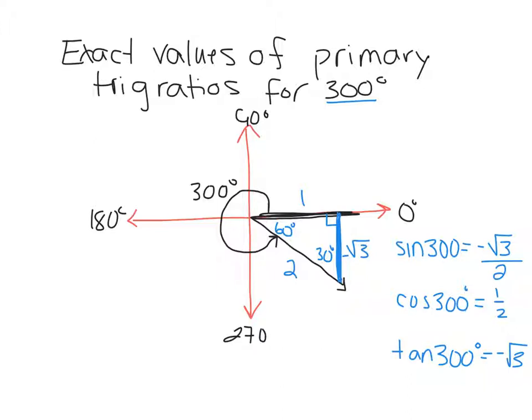Awesome. So given an angle, we can graph it in whatever quadrant it's in, and then possibly use our special triangles. If this related angle is 30, 60, or 45, we can use our special triangles to find exact values of our primary trig ratios.